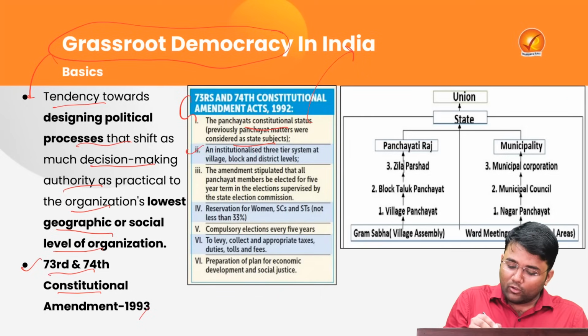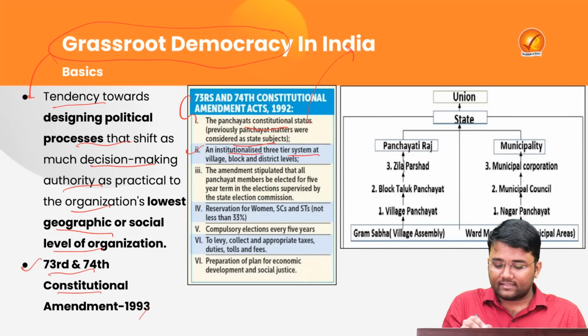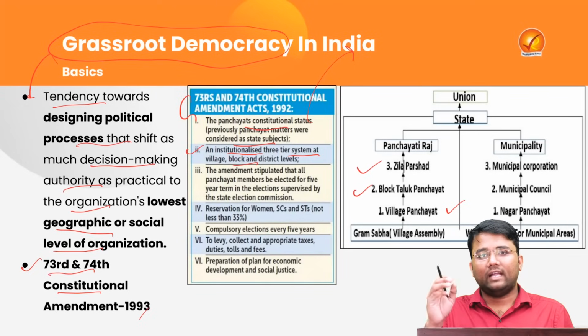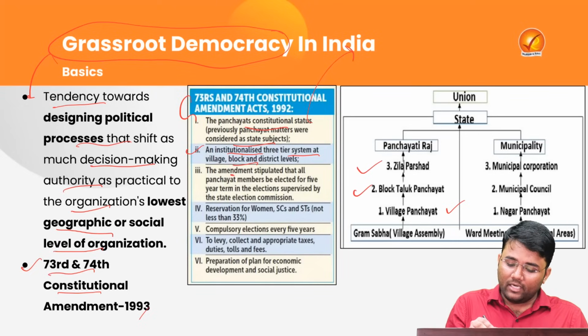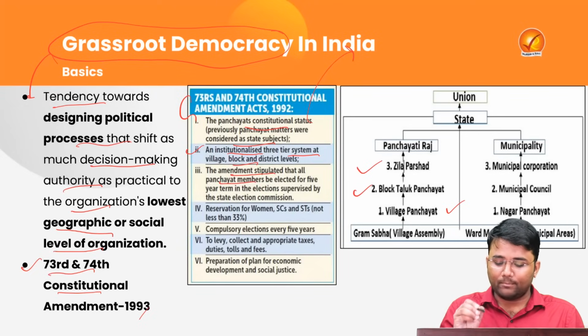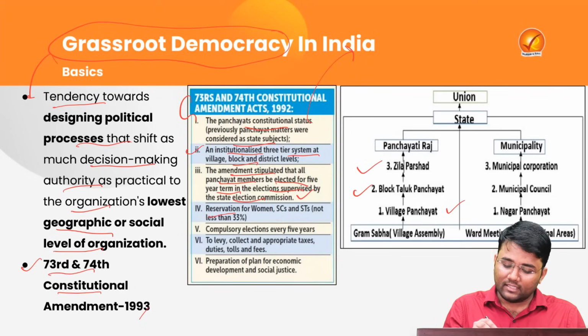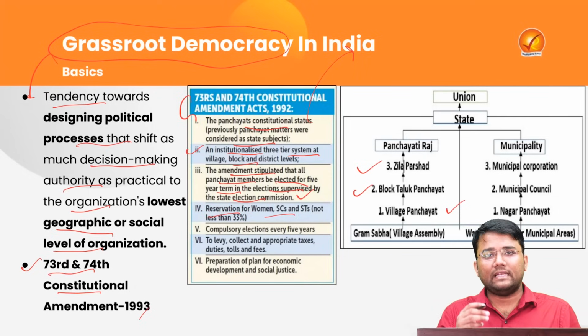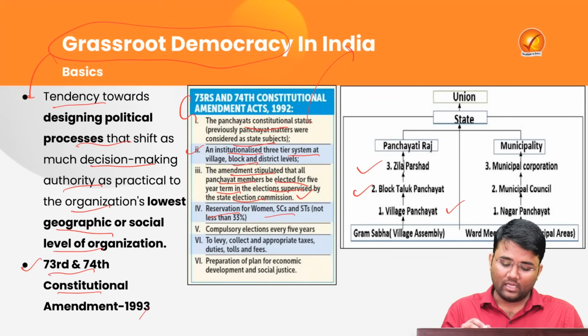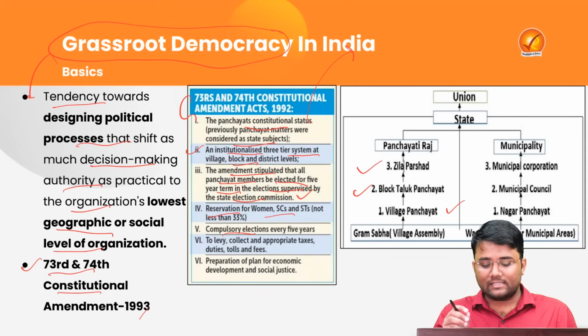And this amendment also institutionalized a three-tier system at village level, block level and district level or at Jilla level. The amendment also stipulated that all the panchayat members are to be elected for 5-year terms in elections, which will be supervised by the state election commissions. Then there have also been provisions for women, SC, ST reservation. And there are also compulsory elections that should be done every 5 years.